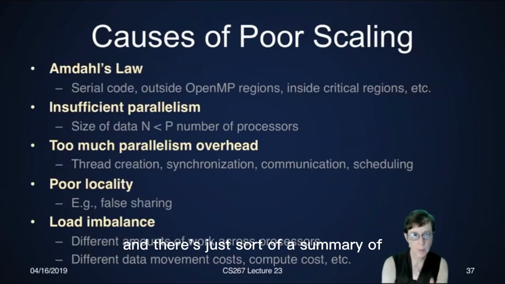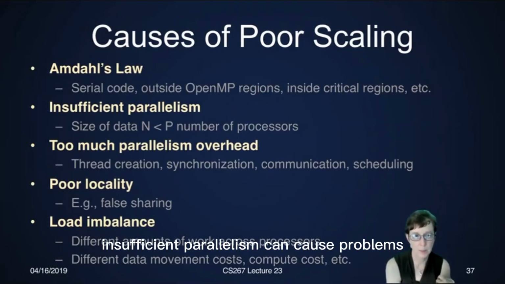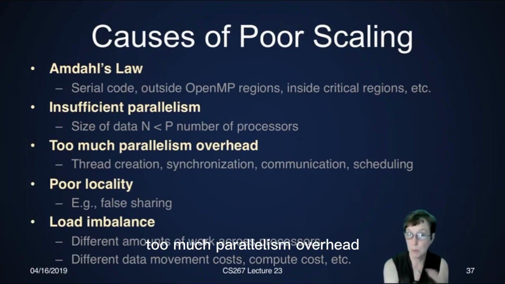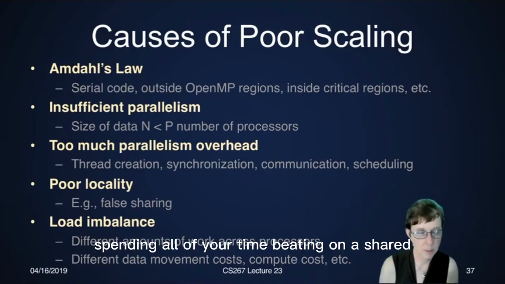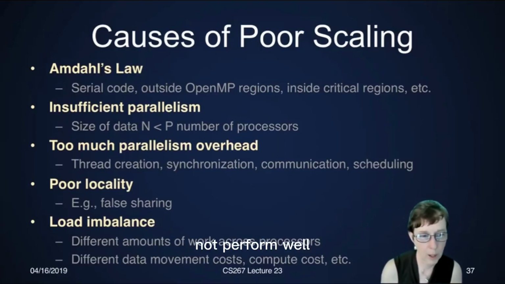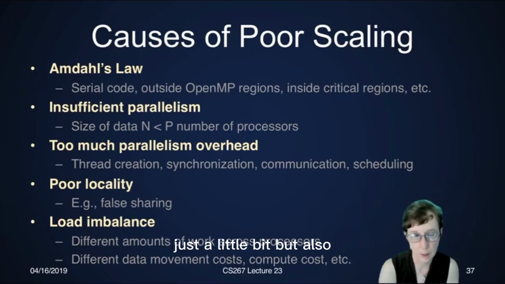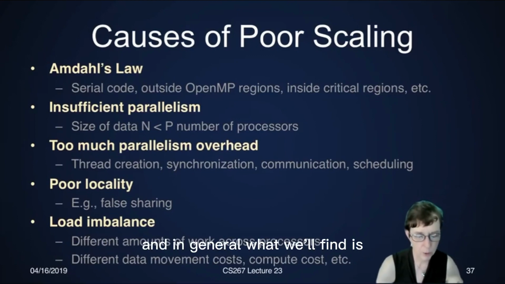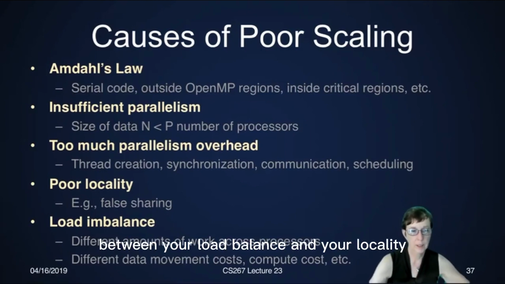And there's just a summary of what I said on the previous slide. Amdahl's law can cause problems. Insufficient parallelism can cause problems. Too much parallelism overhead: if you've got a nicely load balanced task queue, but you're spending all of your time beating on a shared queue, you're not going to perform well. And we didn't really talk about locality very much, just a little bit, but in general, what we'll find is there's often a trade-off between your load balance and your locality.